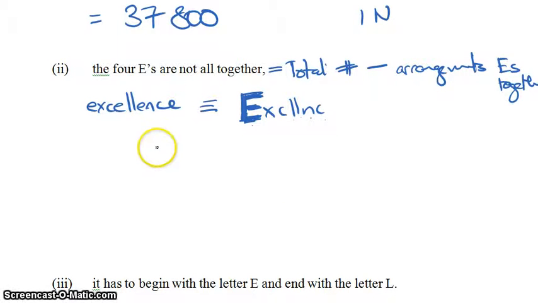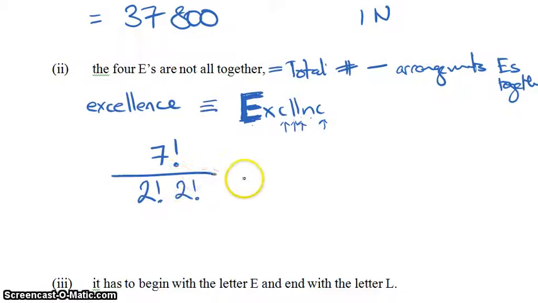How many ways can we do that? Well, if there were 7 distinct letters or items to arrange, we would do it in 7 factorial ways. However, because I now have 2 C's repeated and 2 L's repeated, I need to divide through by 2 factorial for the C's, 2 factorial for the L's. And this gives us 1,260.